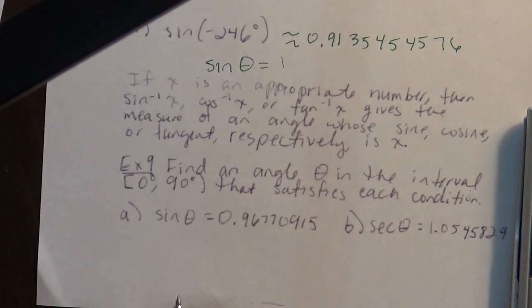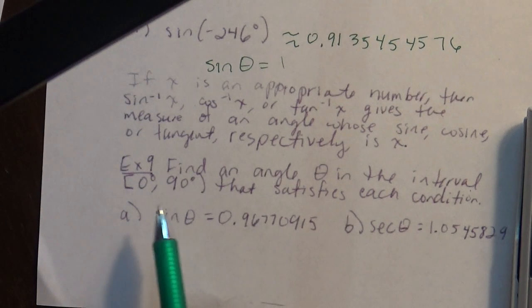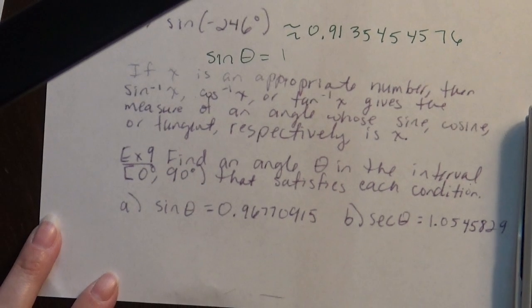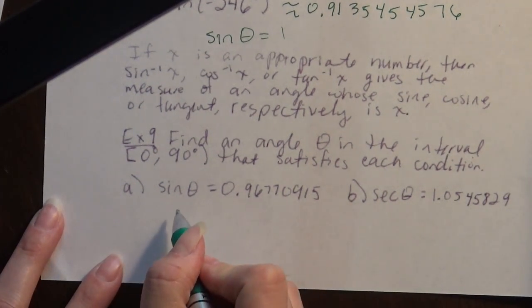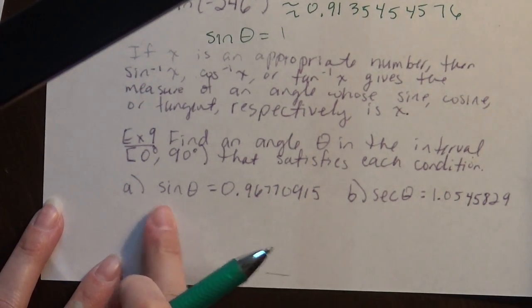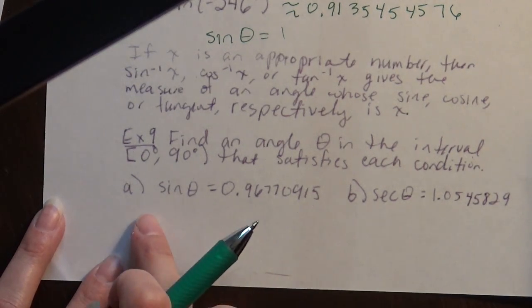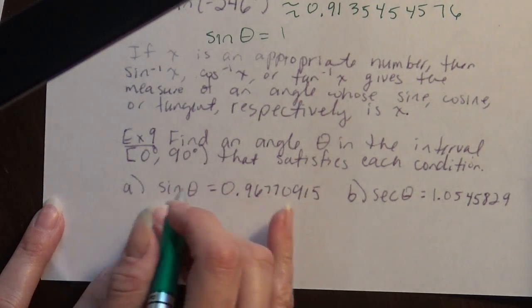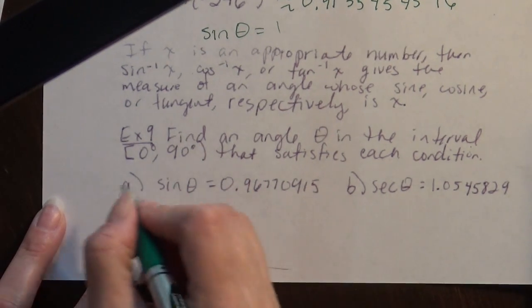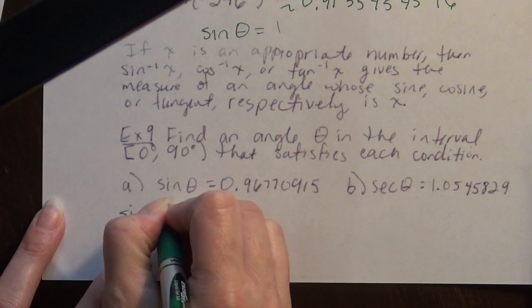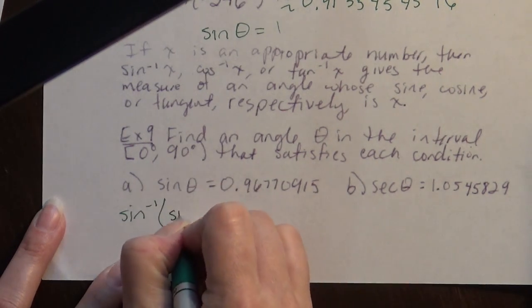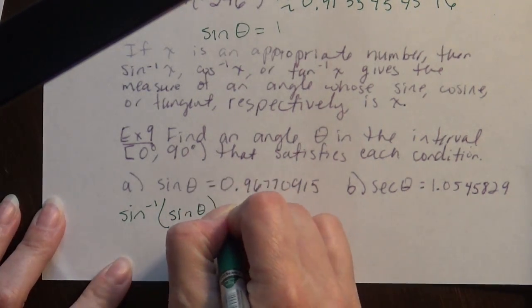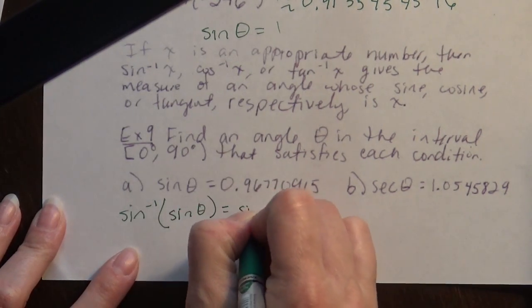So in example 9, find an angle theta in the interval 0 to 90 degrees that satisfies each condition. In part A, we're going to take sine inverse of both sides. The inverse is going to cancel out with the sine and just leave us with theta. So I'm going to write sine inverse of sine theta. Apply the sine inverse function on the left side of your equation, and then on the right side of your equation.